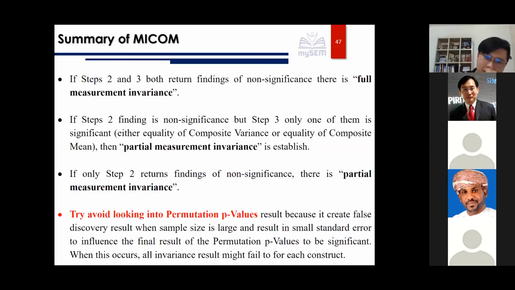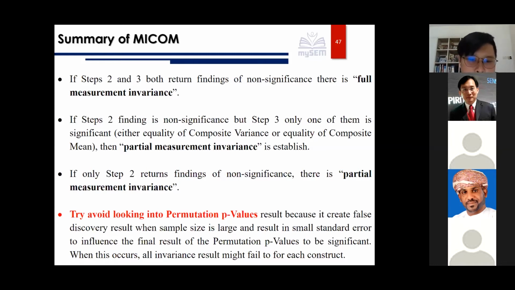So my summary of MICOM on measurement invariance is very easy. First of all, you need to check if steps 2 and 3 both return non-significant findings. 3 means here 3A and 3B, which are the mean and the variance. Then we can call it full measurement invariance, because 2 and 3 show no significance. No significance means no differences, and then you can compare. Then we call it full measurement invariance.